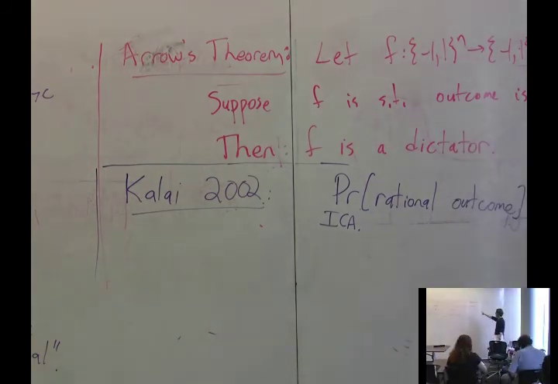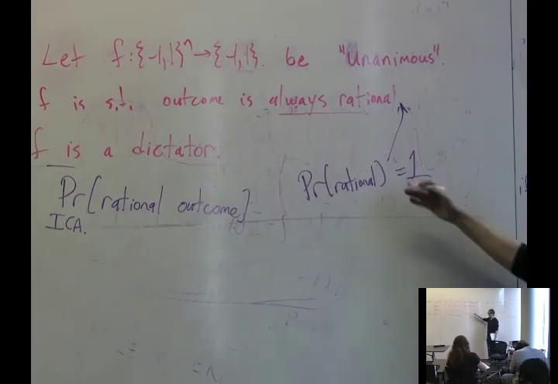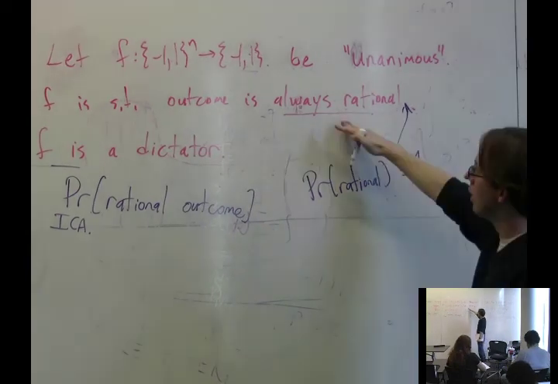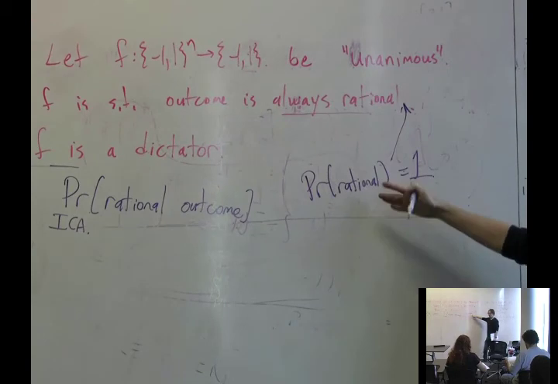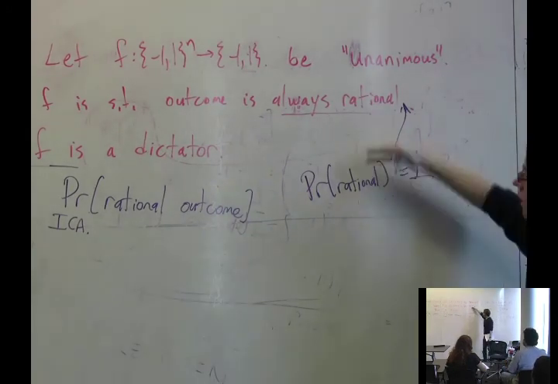And you see, Arrow's theorem, you can phrase this hypothesis exactly as the hypothesis that the probability of a rational outcome is 1. Okay? I mean, if there's some outcome of the votes where f leads to an irrational outcome, then the probability of getting an irrational outcome will be strictly positive. So these two things are equivalent.